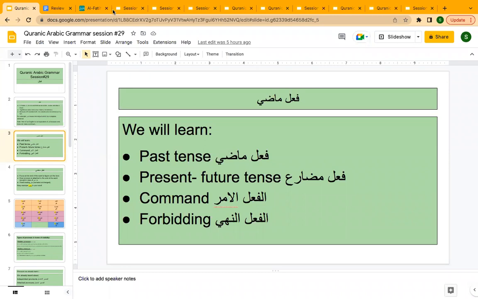Sometimes it will be for dua, and sometimes this past tense is used for future events to denote that they are bound to happen. There is no way around it. It is as if something is written in stone when we have used a past tense for an action. Okay, keep that in mind.